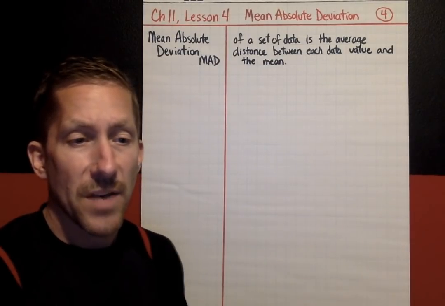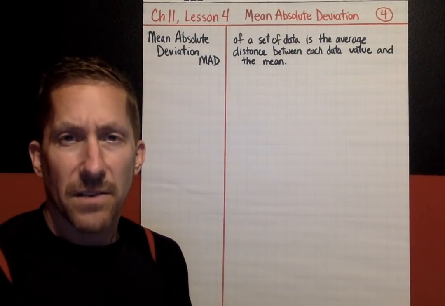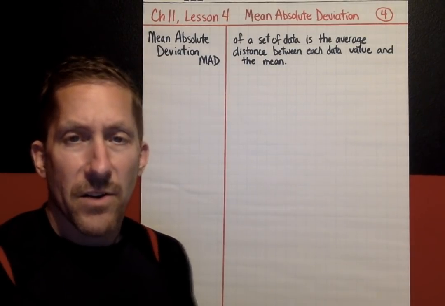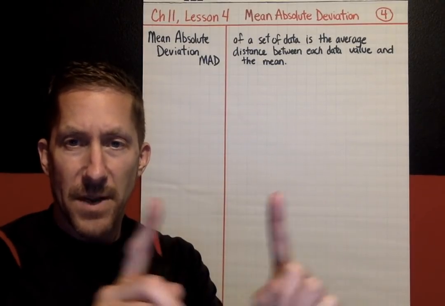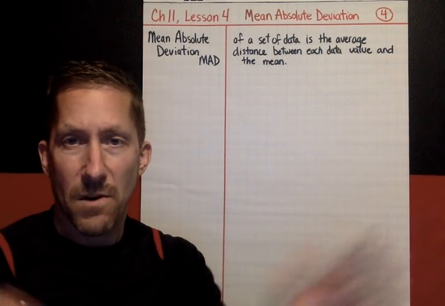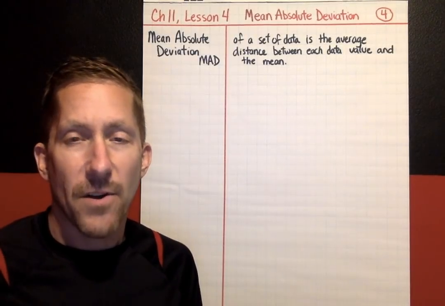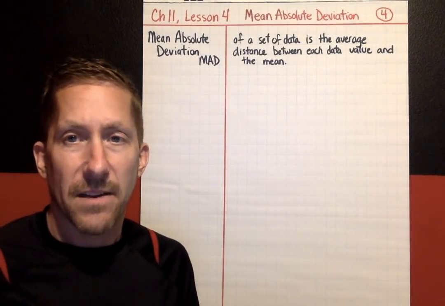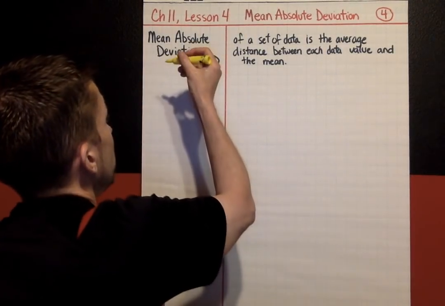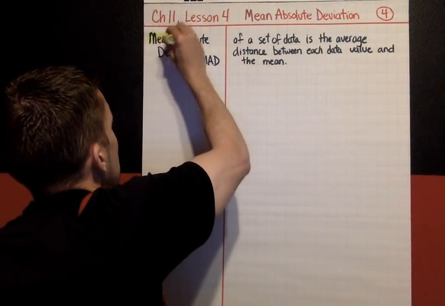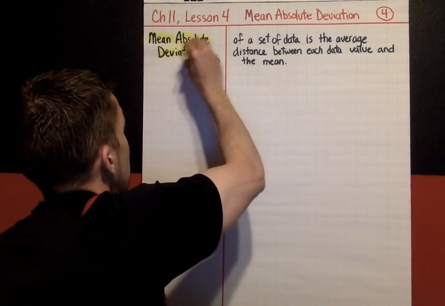Just like the interquartile range and the range of your data, the mean absolute deviation is going to give you an idea: are your pieces of data this far away on average from the mean, or this far away on average from the mean, or whatever. It gives you an idea how spread out your data is. How far away is each piece of data from the mean? So I'm going to highlight mean absolute deviation because that's key vocabulary for today, and that's what we're learning how to find.